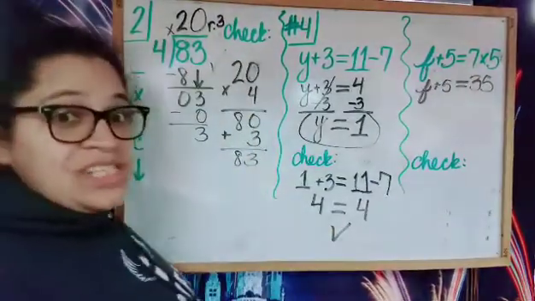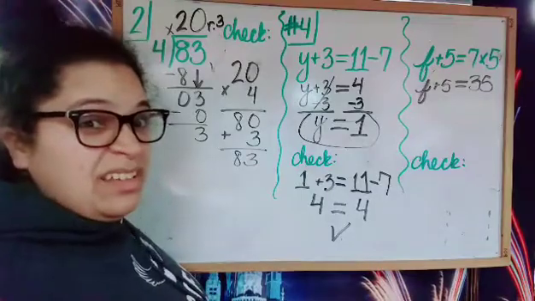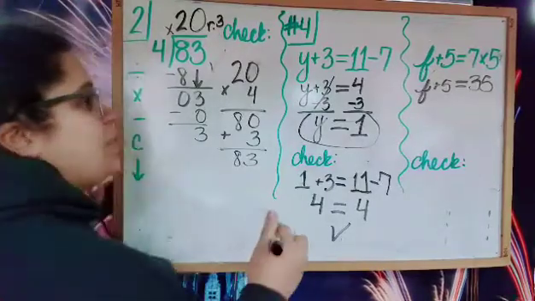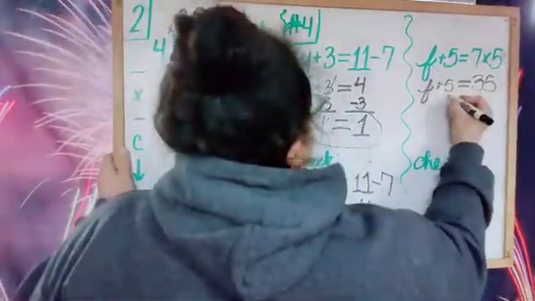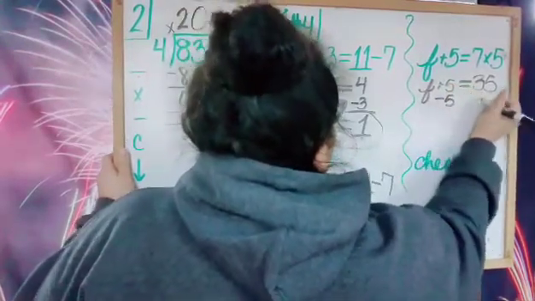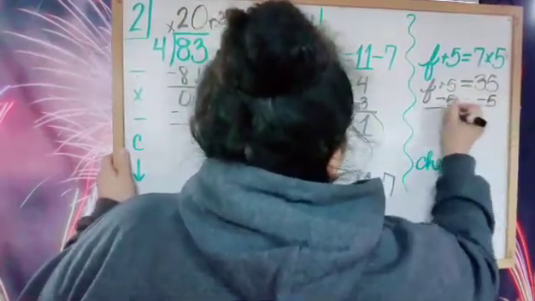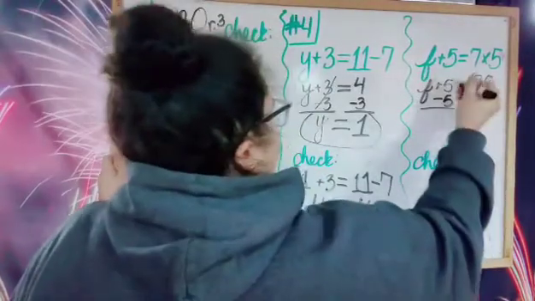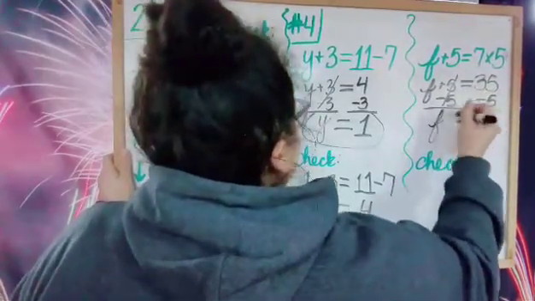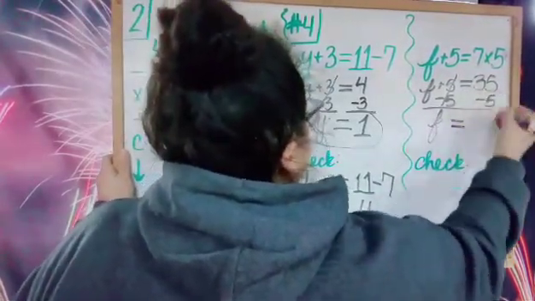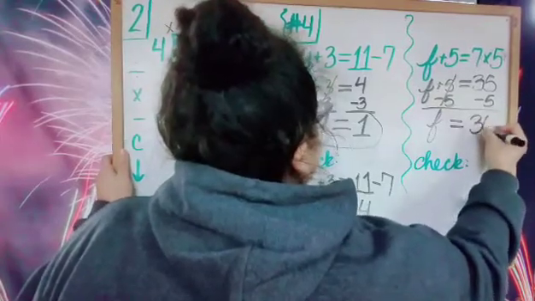Now what do I need to do to get f by itself? That's right, we need to subtract 5. And whatever we do to one side of an equation, we have to do to the other side. Plus 5 minus 5 cancel. I'm left with just f equals 35 minus 5 is 30.